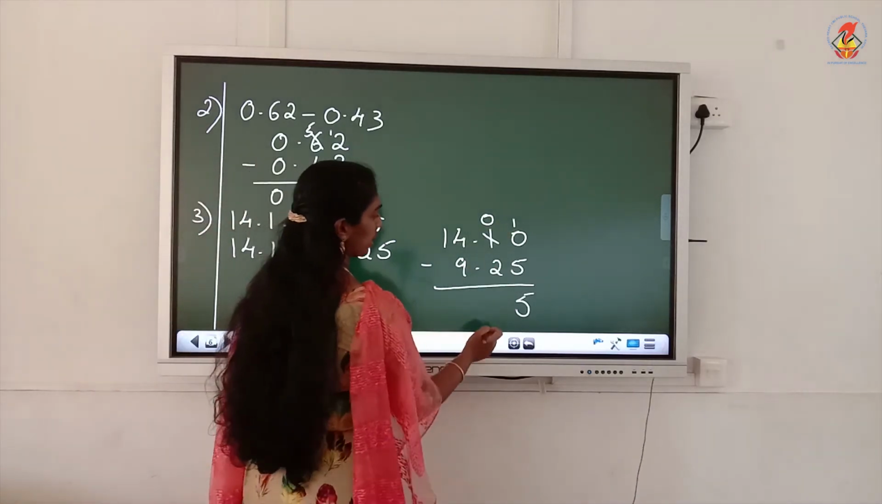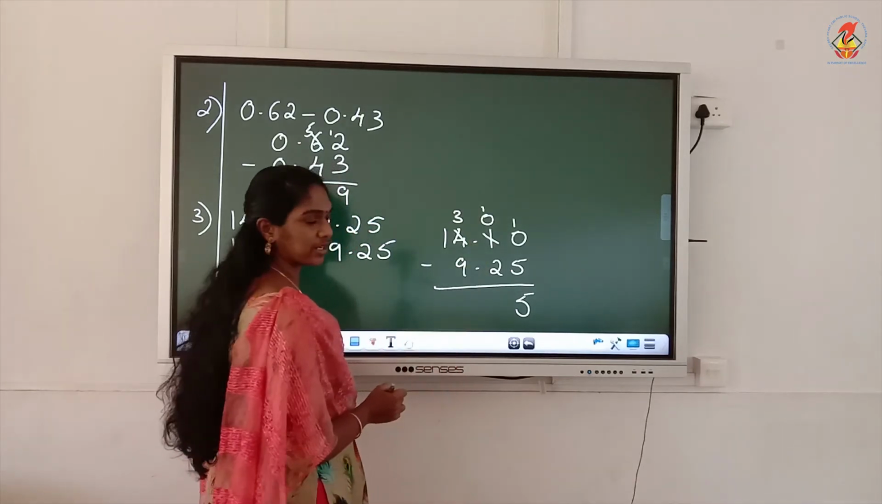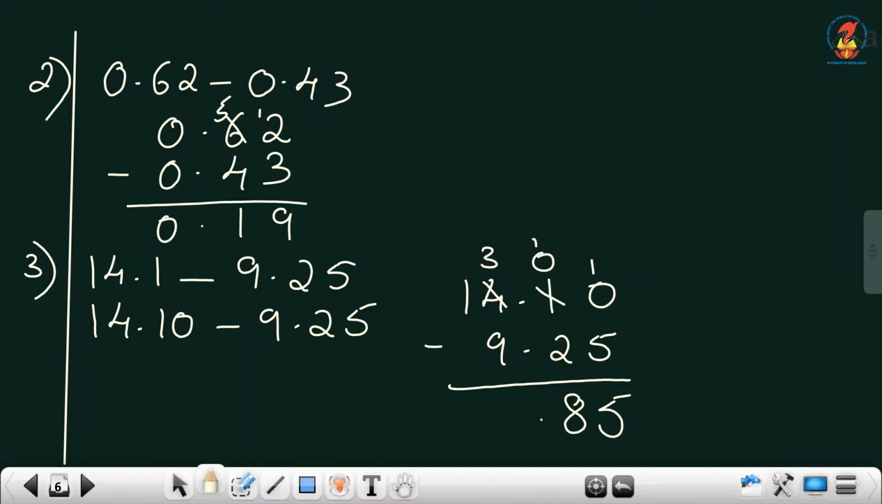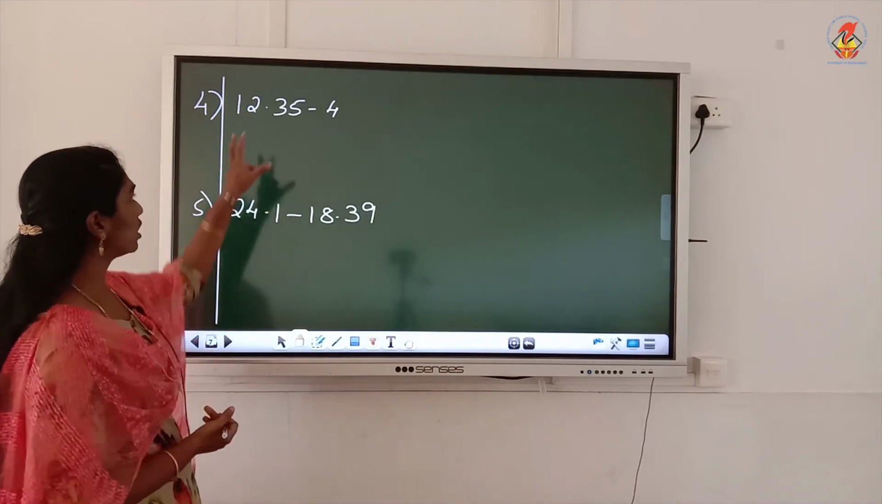Now 0 minus 2 again not possible. So you borrow from 4, this becomes 3 and this becomes 10. 10 minus 2 is 8 decimal point. Again 3 minus 9 not possible. You borrow. This becomes 13. 13 minus 9 is 4. So you get the answer as 4.85.